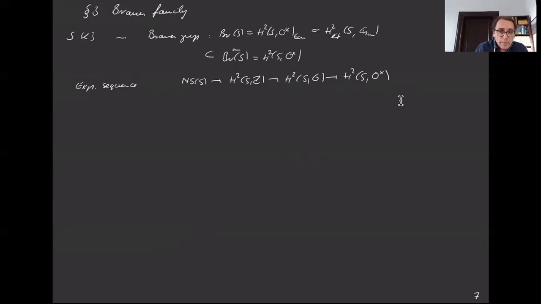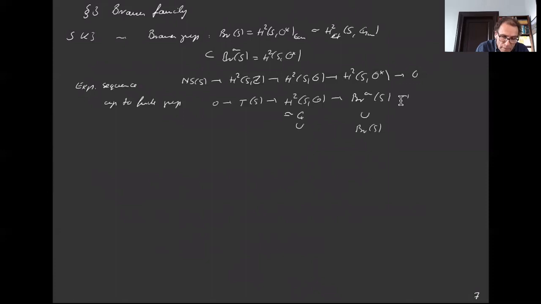Okay, so that's subjective here, and up to finite group, we find that the analytic Brauer group is the quotient of a one-dimensional vector space by the transcendental lattice, and the algebraic Brauer group, Br(S), is then just the quotient of the rational transcendental lattice by the integral one.